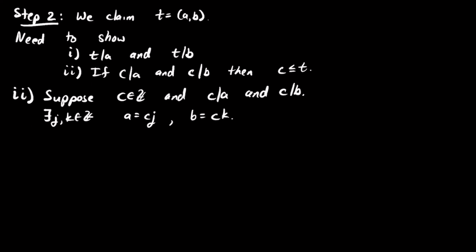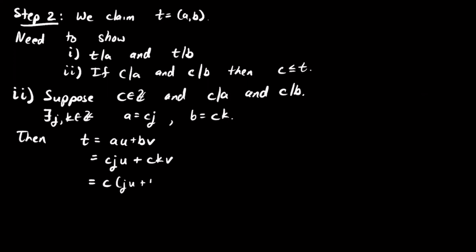And then let's take a look at T. So then we know that T is equal to AU plus BV. And what do we know? Well, A can be rewritten as CJ. So AU is CJU, and B can be rewritten as CK. So this is CKV. And then we might notice that C times (JU plus KV) is how we can rewrite that statement. What does this tell me? So I could say, hence, C has to divide T.